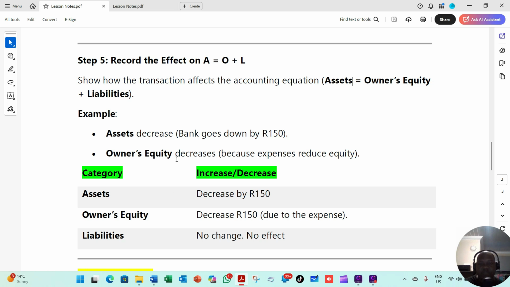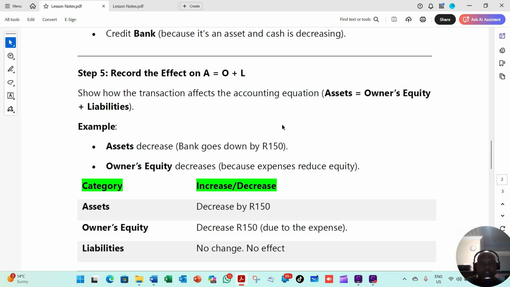And the reason why owner's equity is decreasing is because expenses reduce owner's equity. They reduce profit, so they reduce owner's equity. And remember that I've said that when we talk about owner's equity, we're talking about income and expenses. Income increases owner's equity, expenses decrease owner's equity.